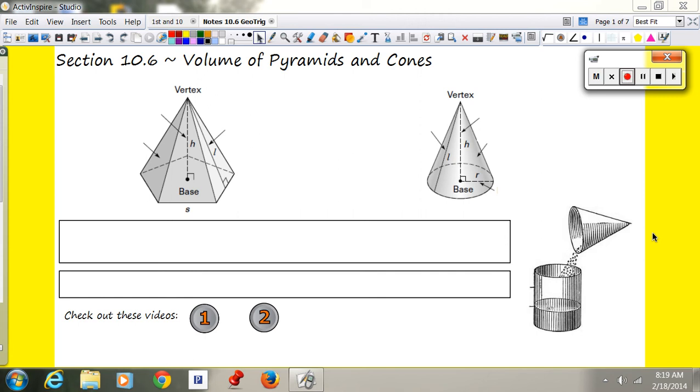All right, it is now starting. We got section 10.6. The last surface area and volume is for pyramids and cones.